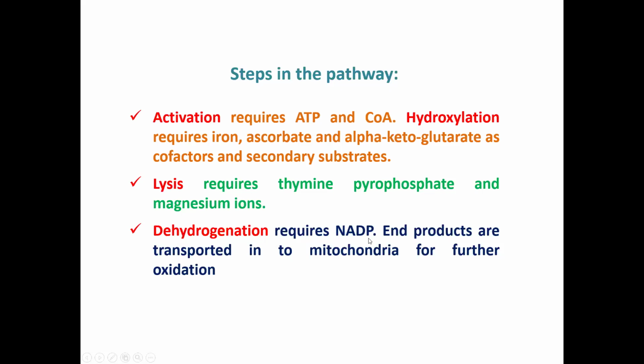Dehydrogenation requires NADP, so it is very important. It also produces NADPH. In this step of the alpha oxidation process, NADP is required, and this NADPH is hydrogenated after the dehydrogenation, and hydrogen should be incorporated here. And when the branch is released, then the regular beta oxidation process will happen from there. So I will discuss these four processes right now.